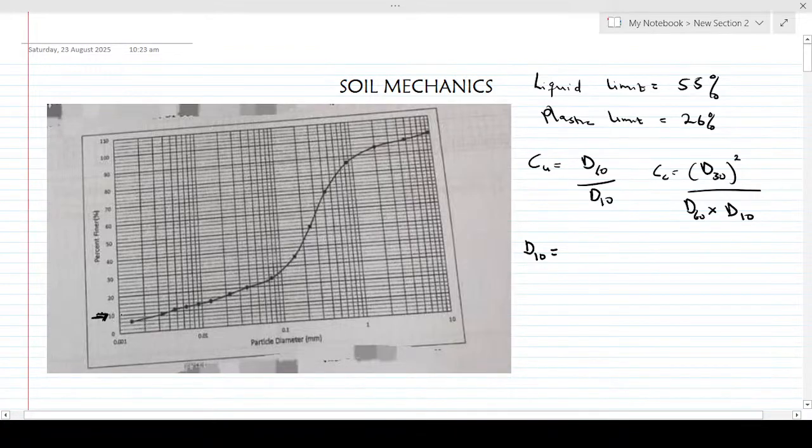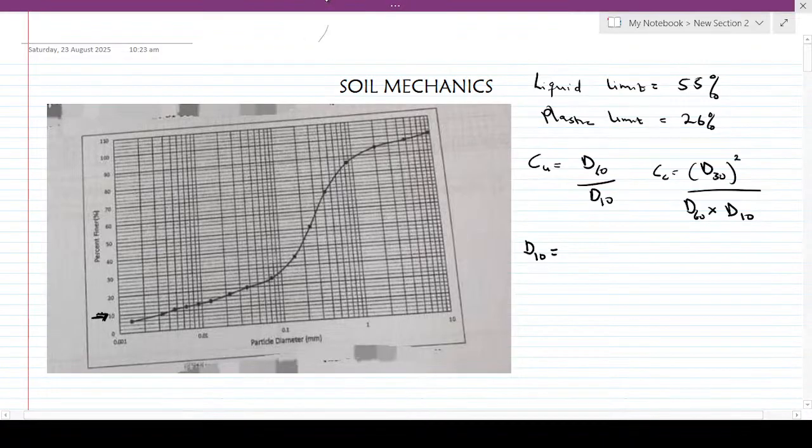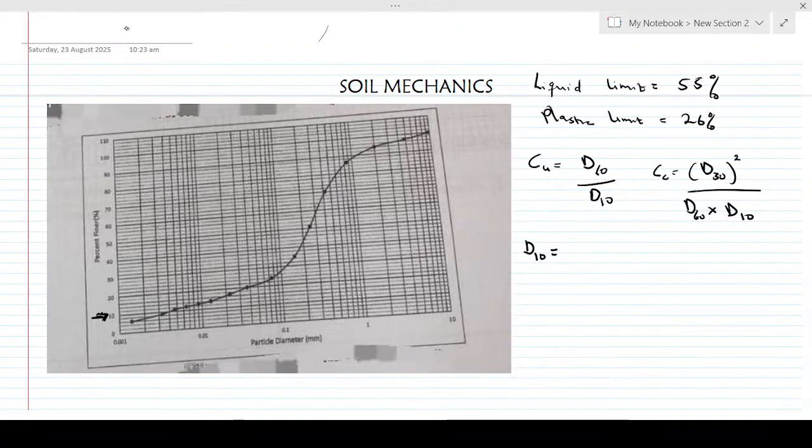I think you can. You simply trace. Let me change the color of the pen so that you could see. So this is 10%, right? We simply trace that to touch the PSD curve. You trace that line to touch the PSD curve this way. Then you take it down, then read the value from this side.